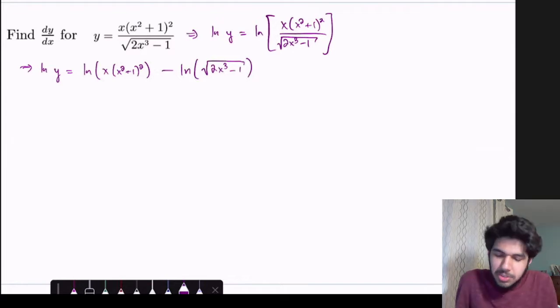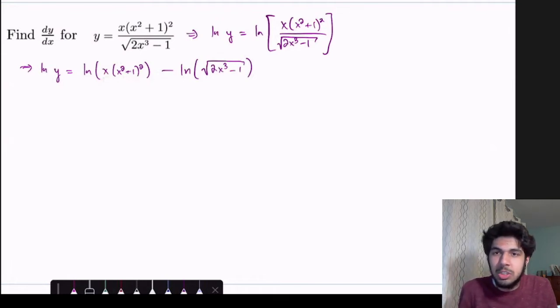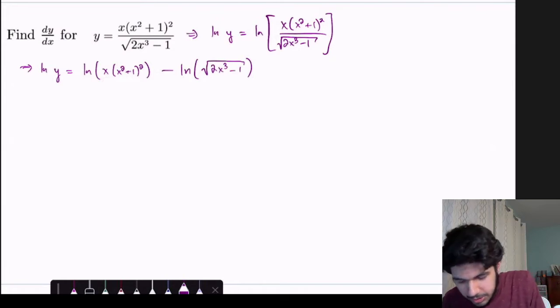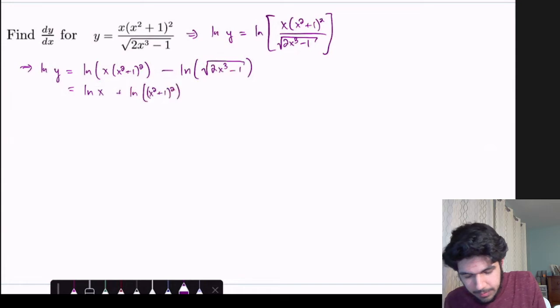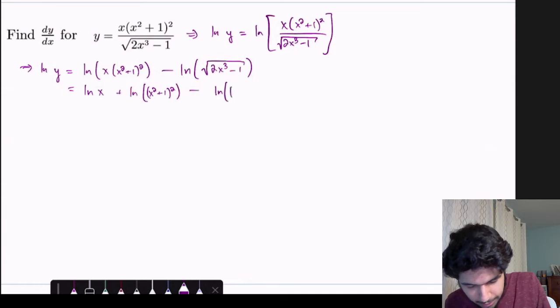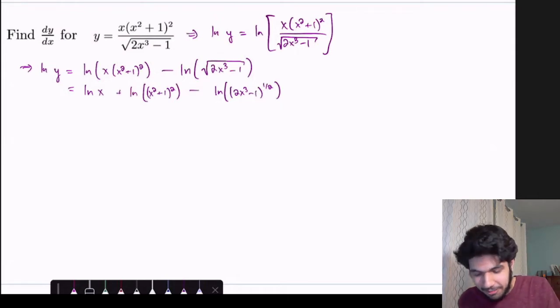And okay, it's still a little bit messy, but it's not as bad, perhaps. And we can even break it up further. This x times (x squared plus 1) squared, we can break that into the sum of two natural logs. So let's do that. ln of x plus ln of (x squared plus 1), quantity squared, minus ln, and instead of square root, I'll use the 1/2 power. And it's a little bit better, but we're going to make it even better because of the natural log properties. Remember, when we have powers, we can bring them out in front.